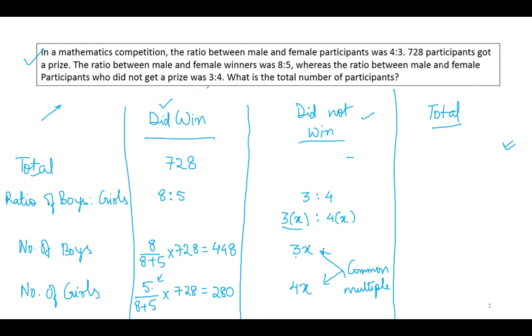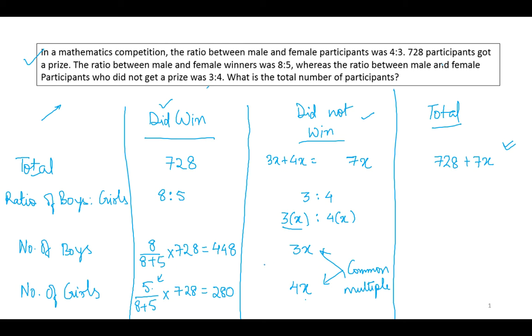Now, when we know that the number of boys is 3x and the number of girls is 4x, the total number of people who did not win comes to 3x plus 4x, which is 7x. Okay. Now let's look at the total number of participants. We know that the total number of participants is the sum of people who did win and people who did not win. Now this is nothing but 728 plus 7x. Alright. Okay, let's move on further.